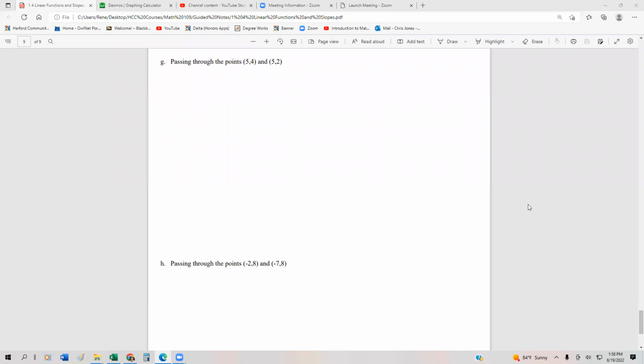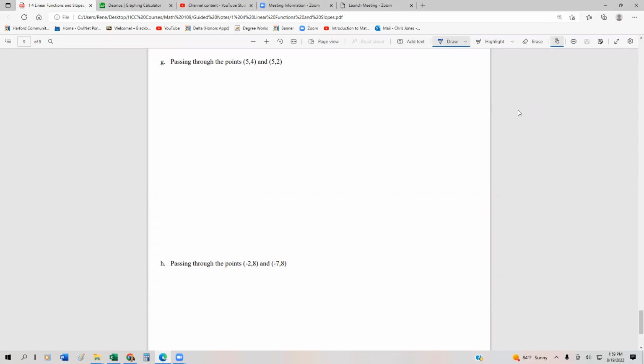These last two examples might be the easiest of the ones that we've looked at with the equations of lines, but it does make us recall some of the properties of both horizontal and vertical lines. So let's say we were given this problem, passing through the points (5, 4) and (5, 2), and we were trying to find the equation of that line.